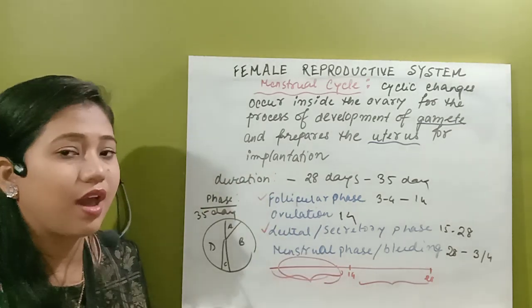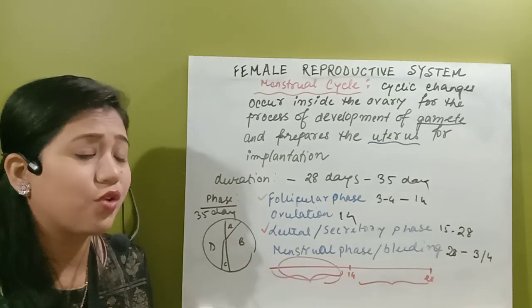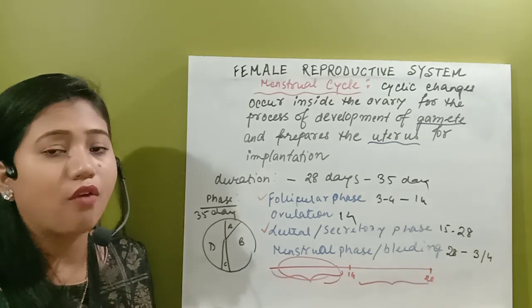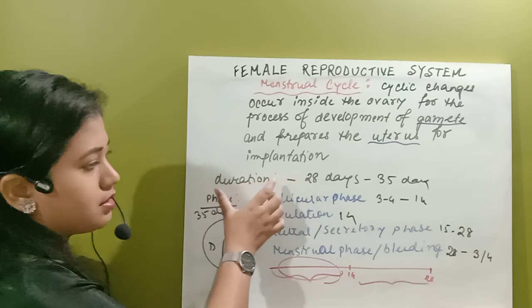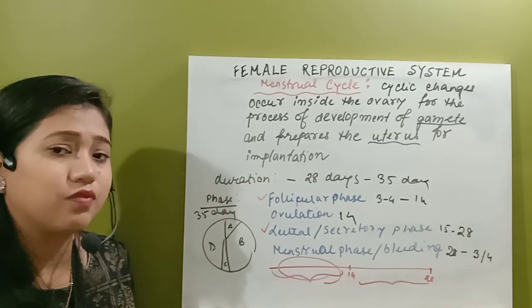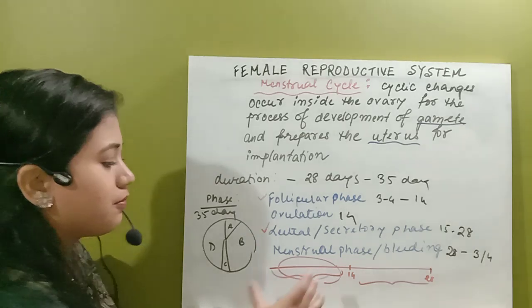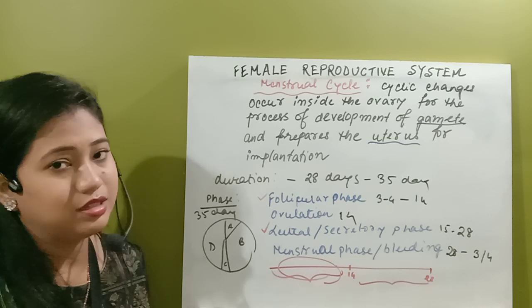So always remember, the luteal or secretory phase is always constant at 14 days only, and depending upon whether the duration is 28 days, 35 days or 21 days, only the follicular phase is going to be increased or decreased.